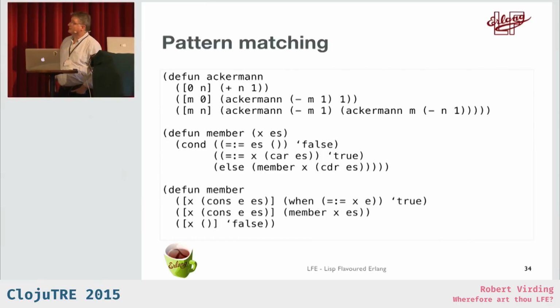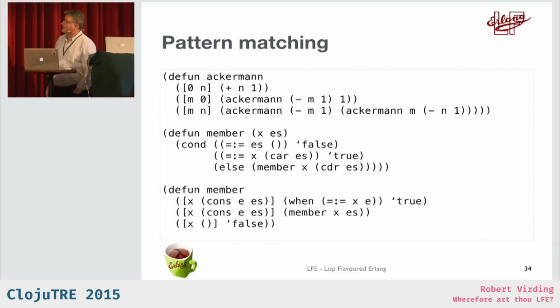Some examples of functions. I've got the Ackermann function. Here I'm using the square brackets just to try and make it easier to see the arguments of the function. So here's Ackermann, it's got 2 arguments. The first pattern says if the first argument's 0, I'll just take the first clause there and return plus n 1. The second one says if the first one's not 0 and the second one's 0, I'll take the second clause, and otherwise I'll do the third clause.